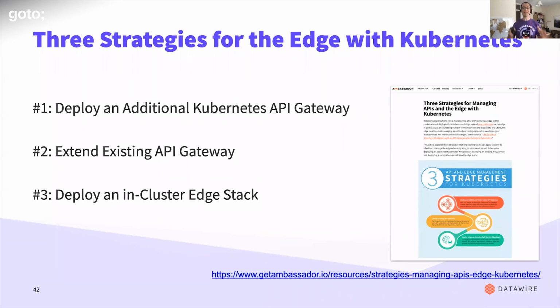Often folks deploy an additional Kubernetes API gateway. They spin up a Kubernetes POC next to their existing system, and they have everything brand new in this cluster, including a new gateway. If folks have built their own API gateway or are heavily invested in hardware gateways, they may extend their existing API gateway. If you're going greenfield, you're probably going to deploy what we're calling an in-cluster edge stack.